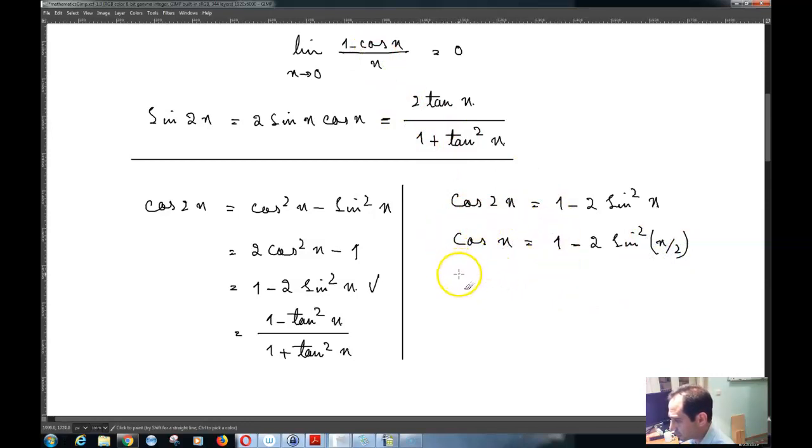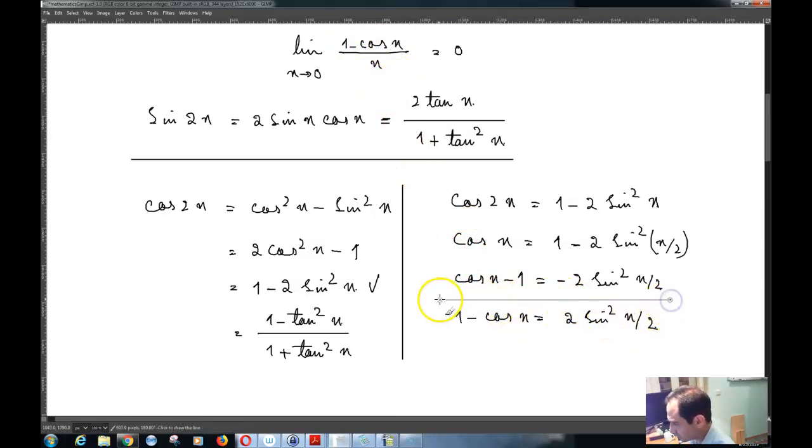Then take this one to the other side. You will get cos x minus 1 is equal to negative 2 sine squared x divided by 2, and then multiply both sides by negative 1. You'll get 1 minus cos x is equal to 2 sine squared x divided by 2. So that means 1 minus cos x, you can write as 2 sine squared x divided by 2. Okay.